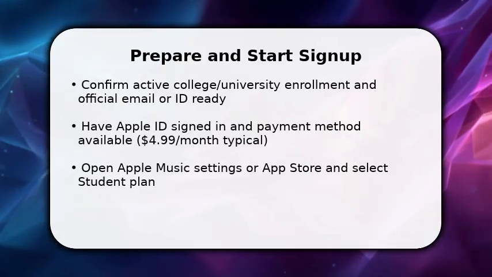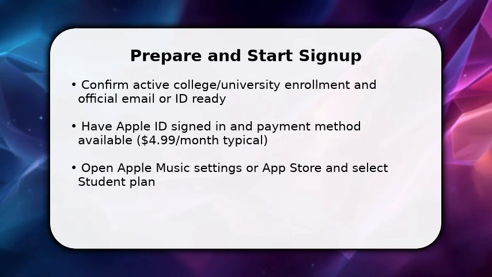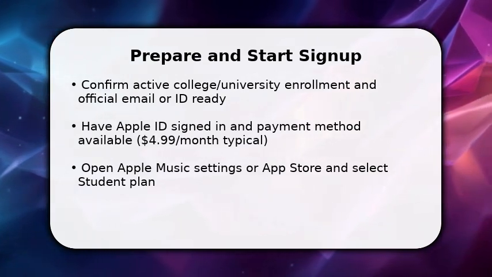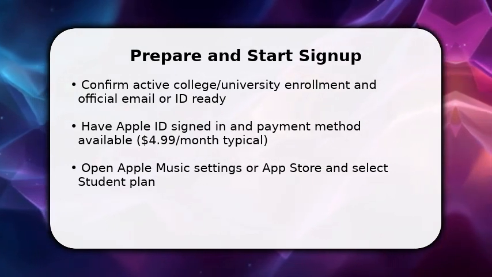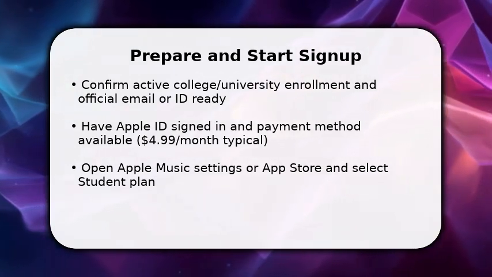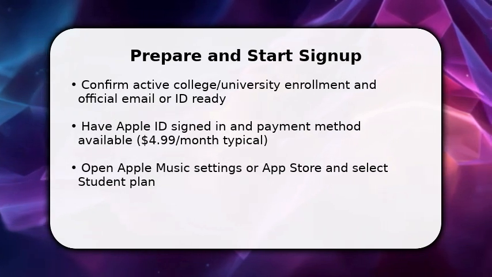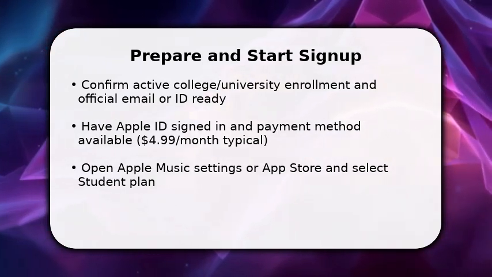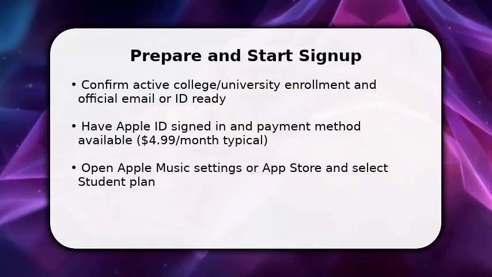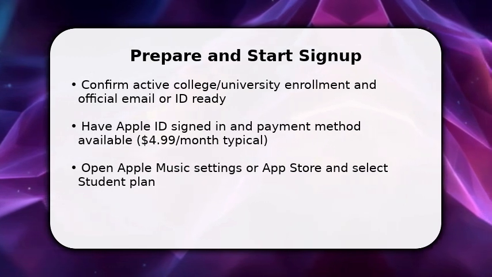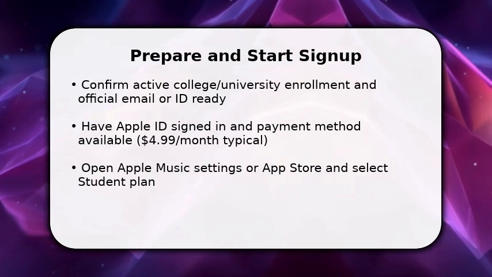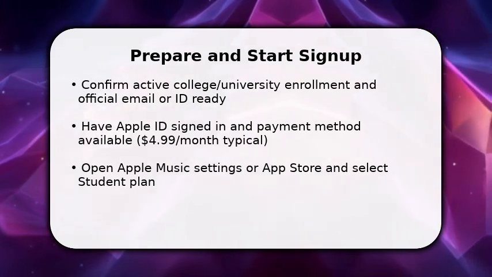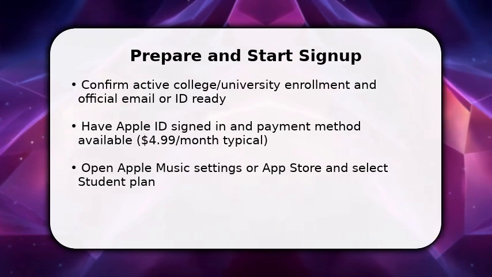You'll begin by confirming you're eligible, an active college or university student. Once done, sign into your Apple ID on the device you'll use and make sure a payment method is set. Next, open Apple Music or the App Store and choose the student subscription option. You'll be redirected to a student verification service. Proceed immediately so Apple can confirm status. This first step jumps past fluff and gets you into the verification flow without delay, saving time later.